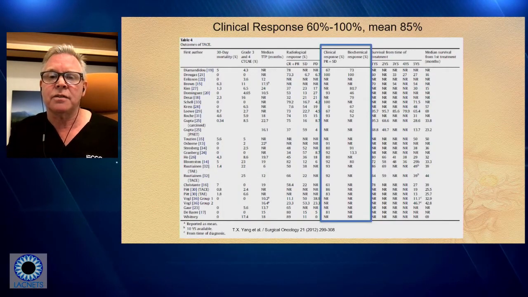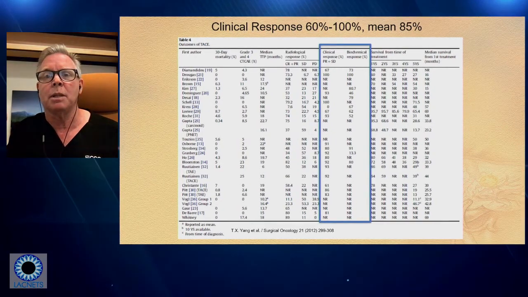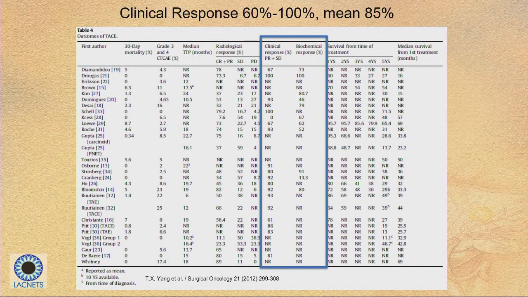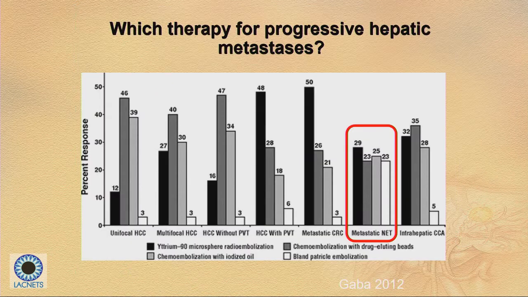This is a meta-analysis from 2012 looking at clinical response in patients who had transarterial chemoembolization, and 85% of patients derived significant benefit from chemoembolization. So this is really a well-tested therapy that works great in patients that have liver-dominant disease. We also want to try and debulk these tumors. This is radiographic debulking, looking at patients who have been treated and then do follow-up scans. And up to 89% of patients do get significant debulking with a mean of about 55%. So it is safe, it is effective.